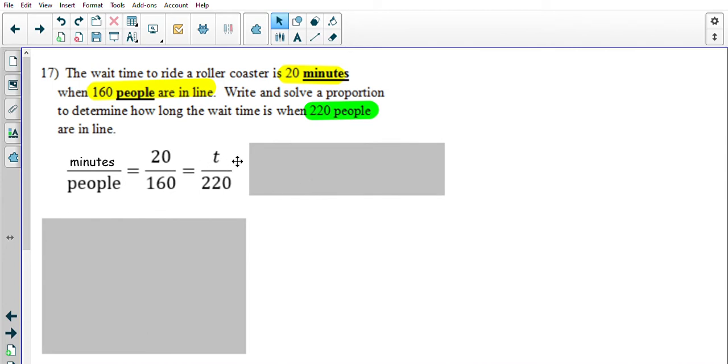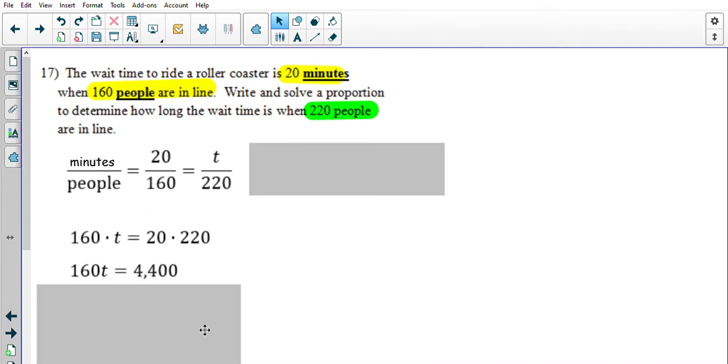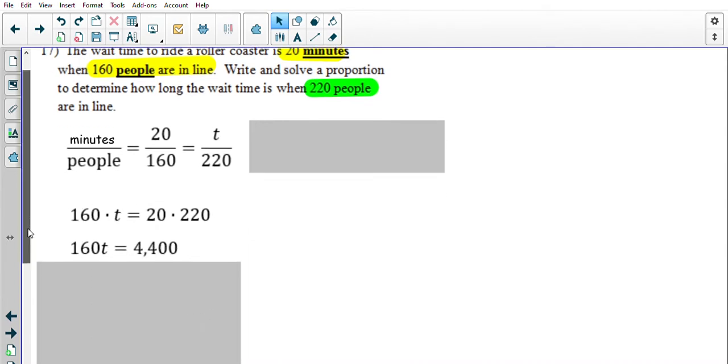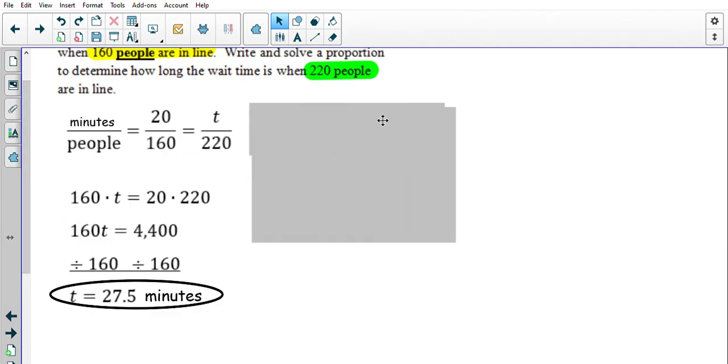I chose T for time. M for minutes also works as your variable, or if you simply want to use X every time, that works too. Let's cross multiply. 160 times T is 160T, 20 times 220 is 4,400. Divide both sides by 160, and your wait time when 220 people are in line will be 27.5 minutes. You could also write it as 27 minutes and 30 seconds.